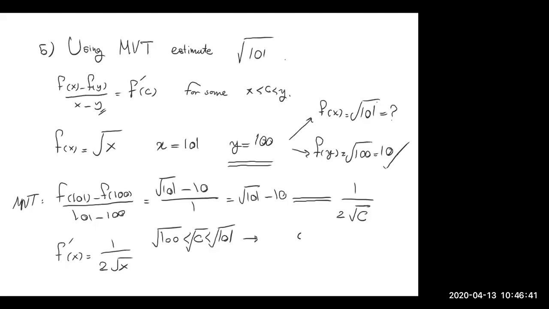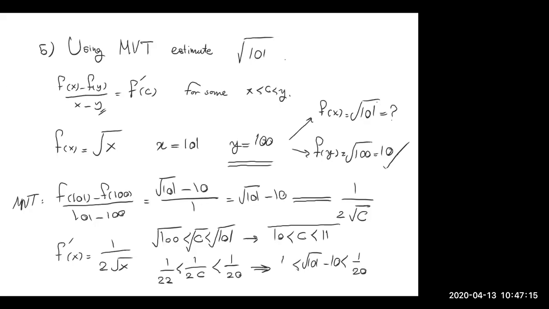So the square root of c is greater than 10. Of course, the square root of 101 is less than 11. So just as an approximation, it's not a good approximation, it's something very close to 10, but let's just take it as something less than 11. So 1 over 2 times the square root of c is between 1 over 20 and 1 over 22. Therefore, the square root of 101 minus 10 is between 1 over 22 and 1 over 20.